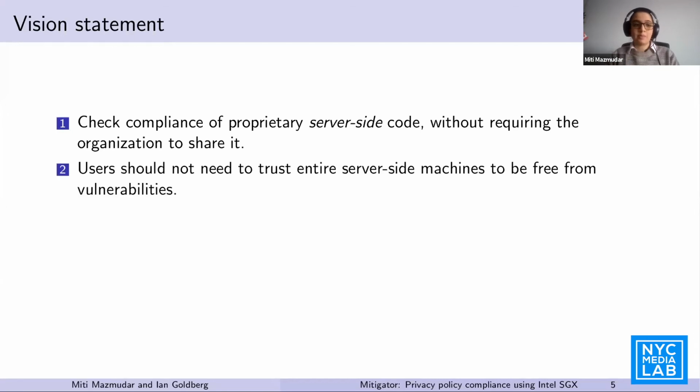Second, server-side platforms and machines may be buggy. We only require users to trust a small hardware platform within the OS to be free of vulnerabilities instead of the entire machines. For our prototype, this is the Intel SGX platform. In this sense, we move away from solutions such as seals that simply audit the software and trust the OS to be free of bugs.